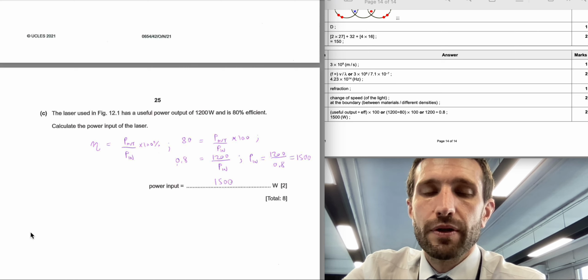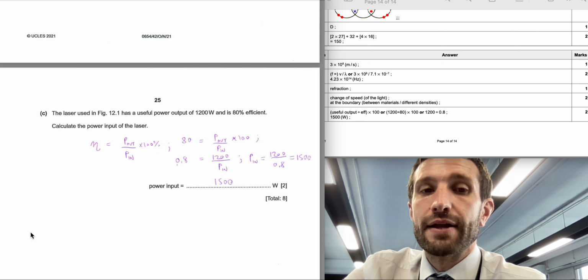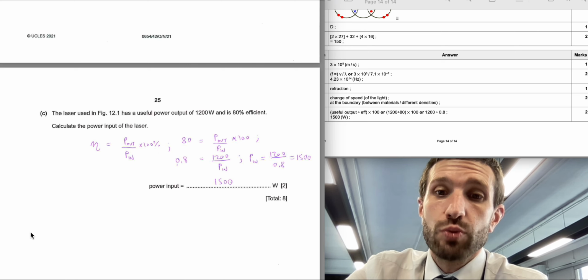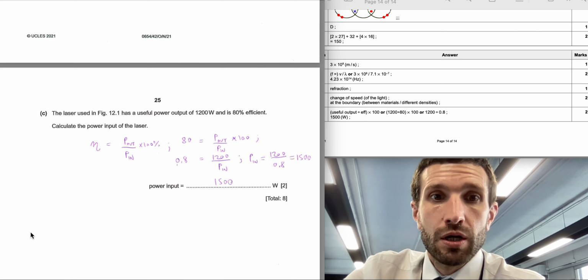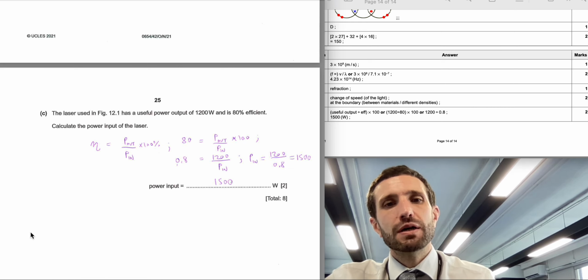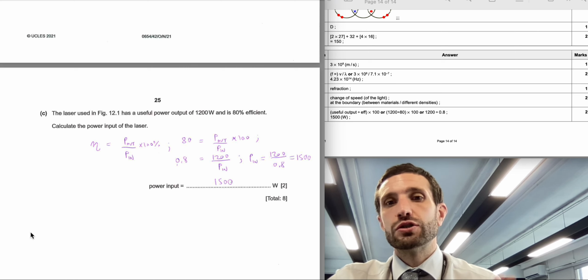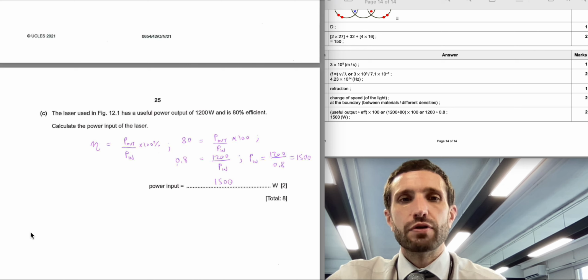Now, let's think about this very carefully. We know that efficiency means that energy is wasted. So here we're expecting 20% of my energy to be wasted. What that means is that the power in must be bigger than the power out. So anything you calculate here is going to have to be bigger than the original value here. So we've got 1,200 watts. Where did that 1,200 come from?